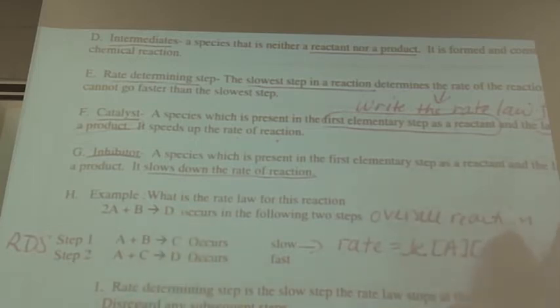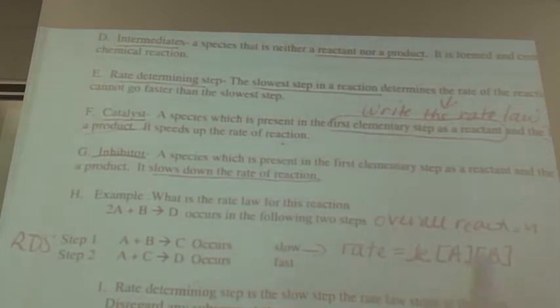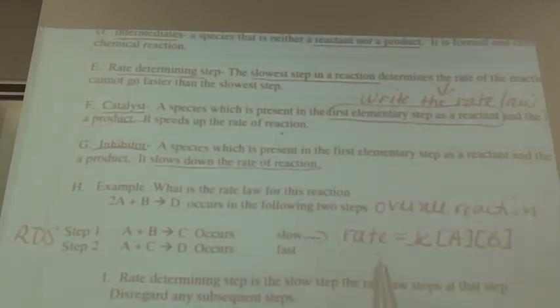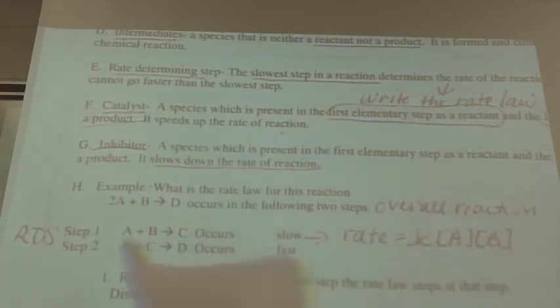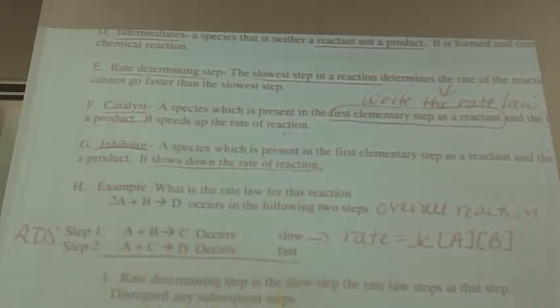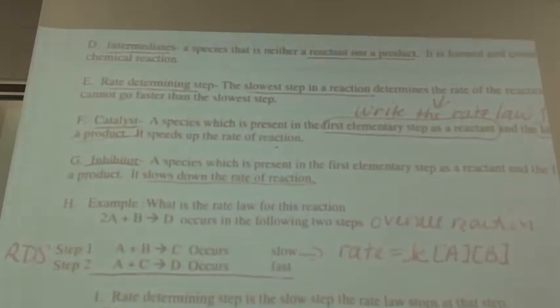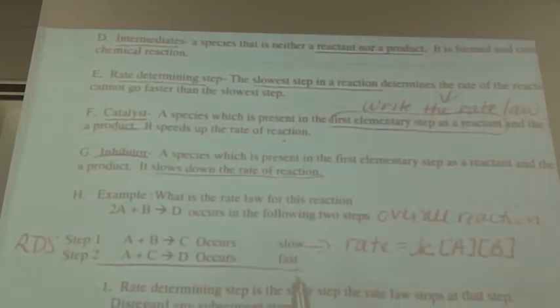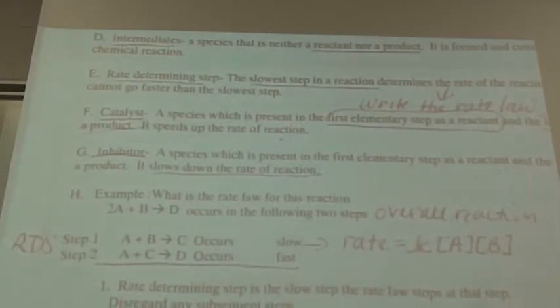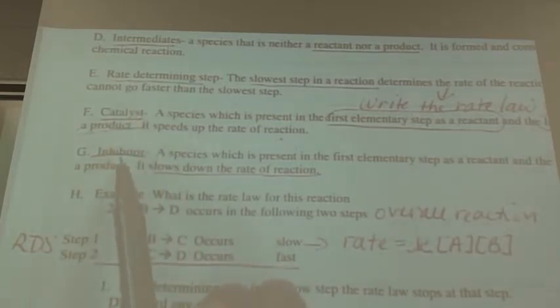Now, once you've written the rate law, you go ahead and check the overall reaction, the overall equation. And you do that by adding up all the steps. So when I look at this, A squared plus B, I'm looking for the presence of a catalyst. Do I have one? No. I do not see a reactant in my first step that's a product in my last step. There is no catalyst and there's no inhibitor.